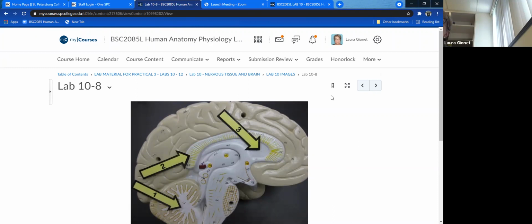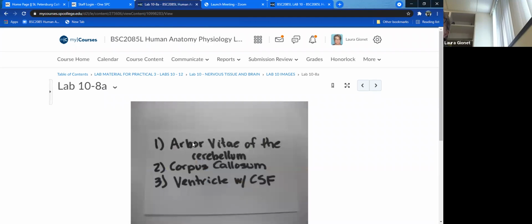But you just need to know 1, 2, and 3. 1 is the cerebellum, and the arbor vitae is the white portion within it. You have the corpus callosum, and the ventricles, which contain cerebrospinal fluid. That's where we have the ependymal cells that make this cerebrospinal fluid.